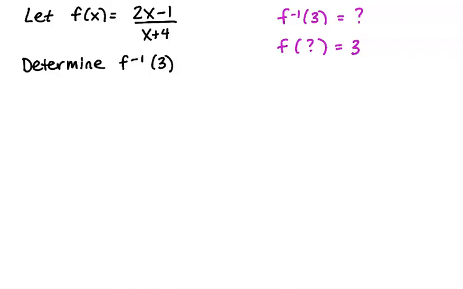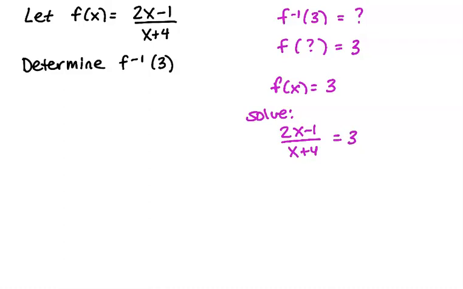So if we want to know f inverse of 3, it's the same as asking the question of what input in the original function would give us an output of 3. So if we're trying to determine when f of x would be equal to 3, we can find that by doing a solve of when is 2x minus 1 all over x plus 4 equal to 3.